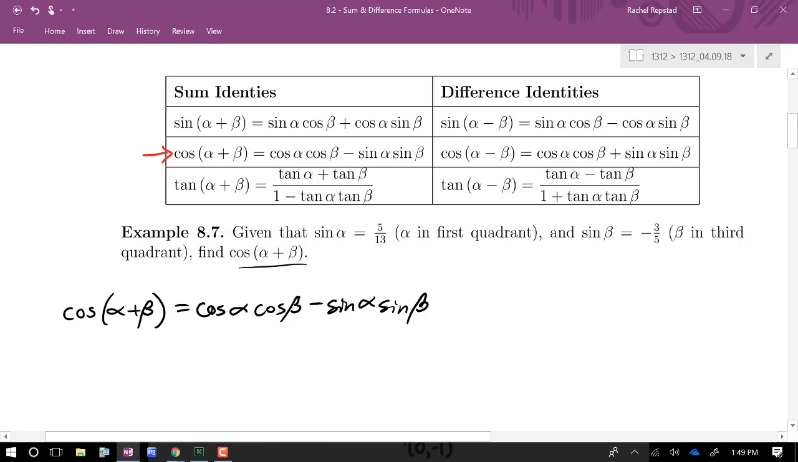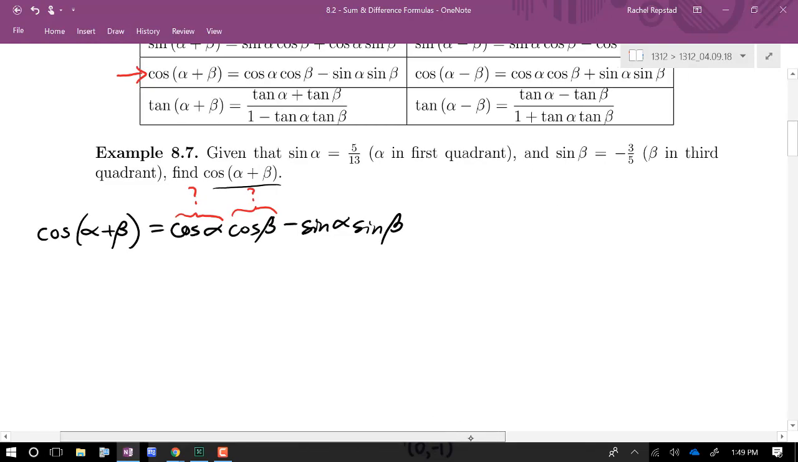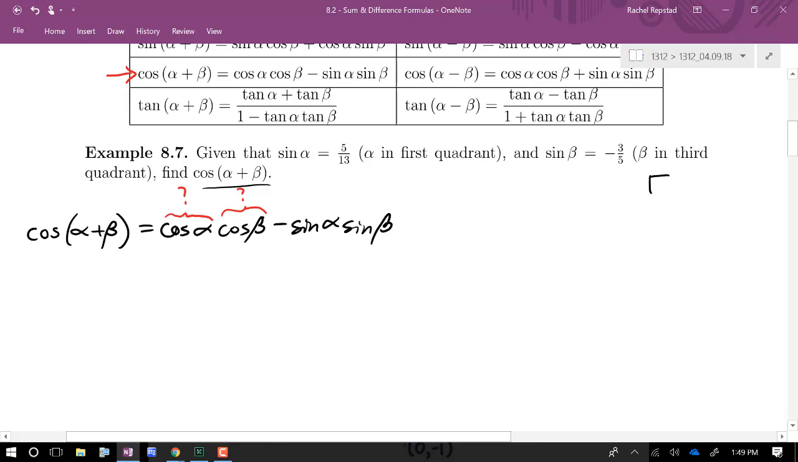Now they gave us the values for sine alpha and sine beta. They did not give us the values for cosine alpha and cosine beta, though. We need to find those. That'll be a little bit of side work. So let's work with the alpha angle first. Let's find cosine alpha. All they told us is that sine alpha is 5 over 13. It's in the first quadrant.